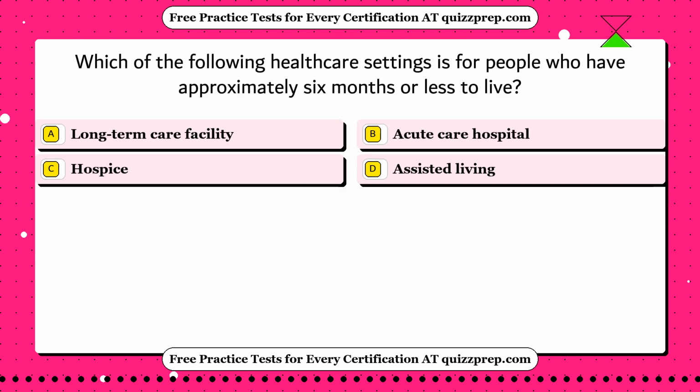Question 51. Which of the following healthcare settings is for people who have approximately 6 months or less to live? Option A, long-term care facility. Option B, acute care hospital. Option C, hospice. Option D, assisted living.